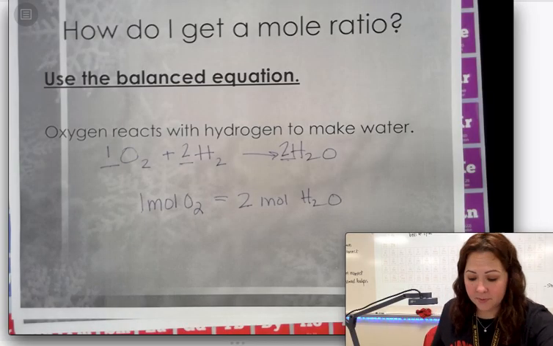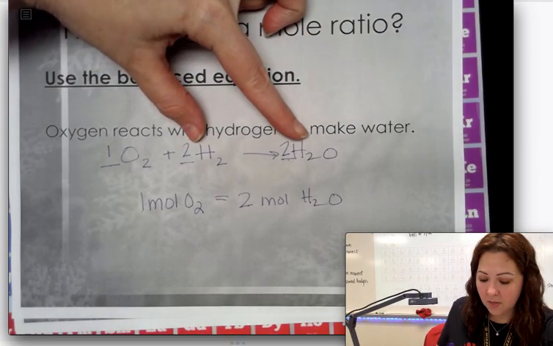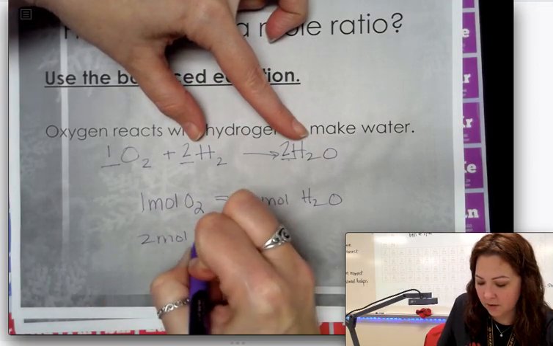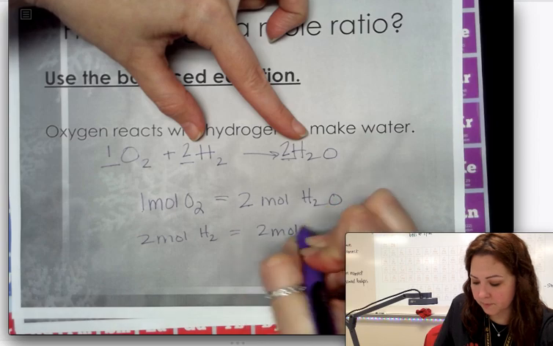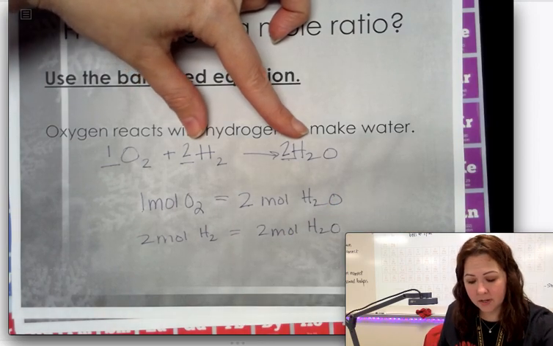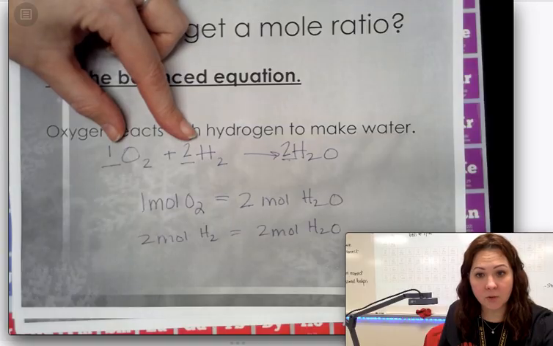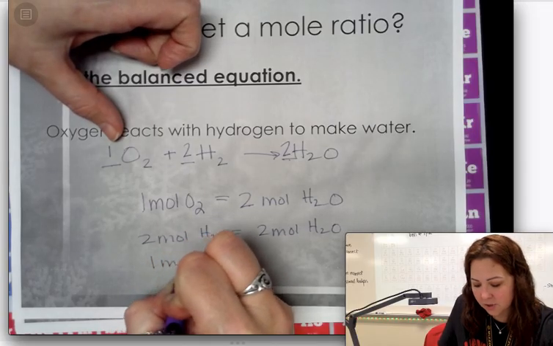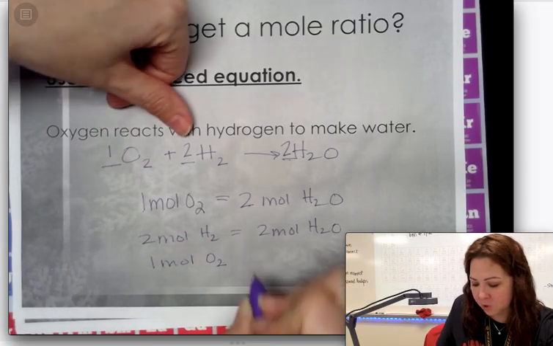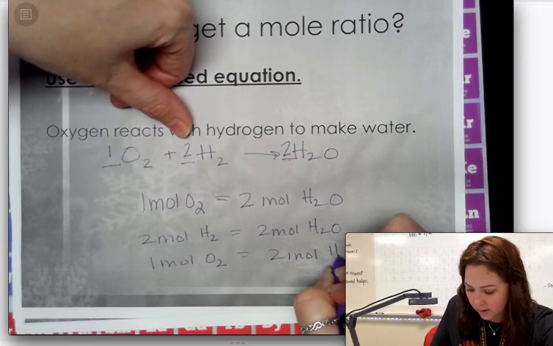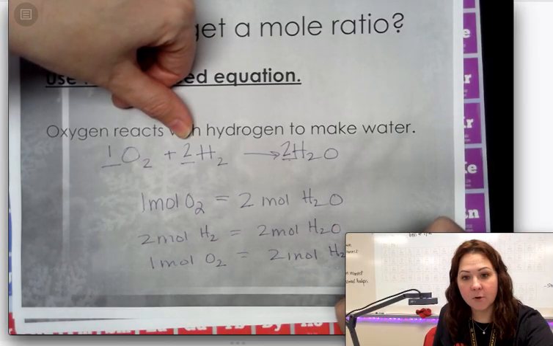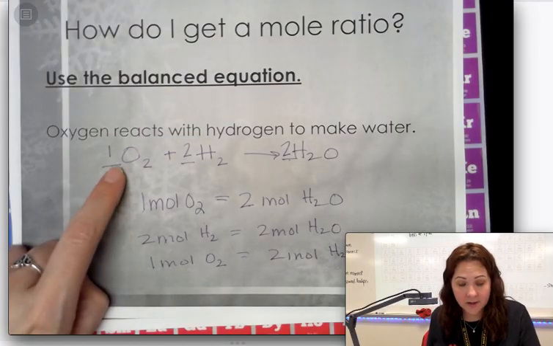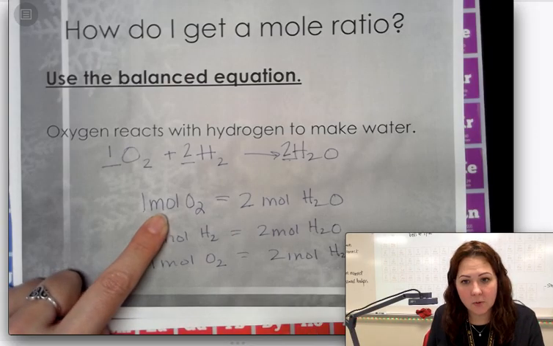Now maybe you have a problem that's between hydrogen and water. The way that this would read for your mole ratio is 2 moles of hydrogen for every 2 moles of water. Or another possibility, maybe it's between oxygen and hydrogen. It wants to know the mole ratio there. For every 1 mole of oxygen, you have to have 2 moles of hydrogen, hydrogen, not water, sorry, in order for it to react. So it's a 2-to-1 ratio. Or for every 1 mole of oxygen, you're always going to produce 2 moles of water.